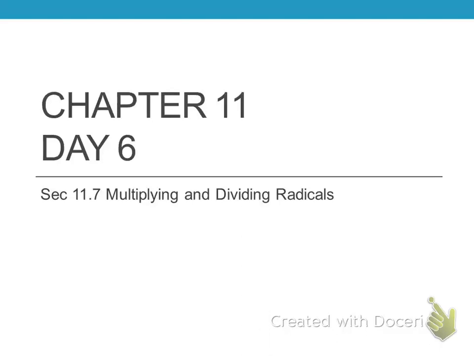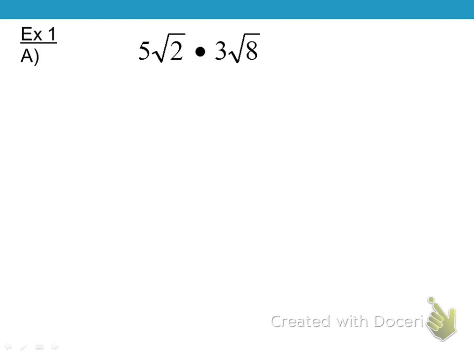All right, so today we are continuing with chapter 11. This is day 6. In your notes packet, it will be labeled 11.7. This is all about multiplying and dividing with radicals. Jumping right in. Here's our first example.